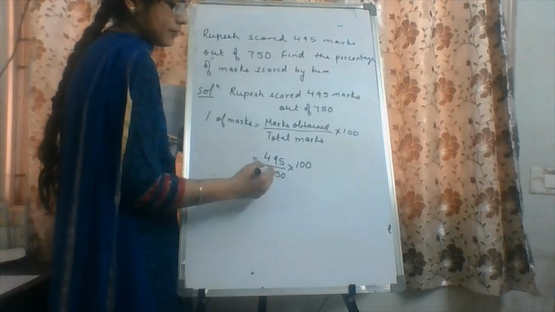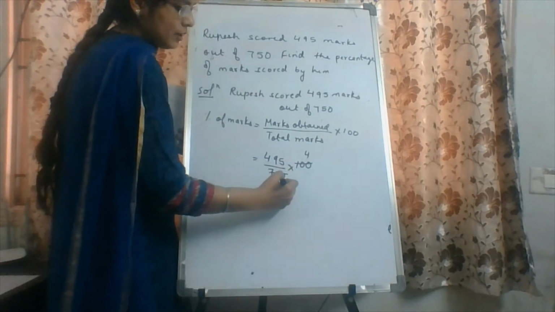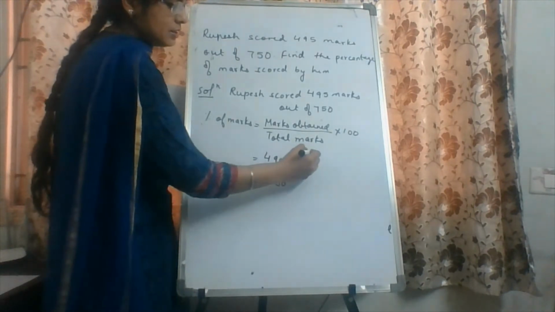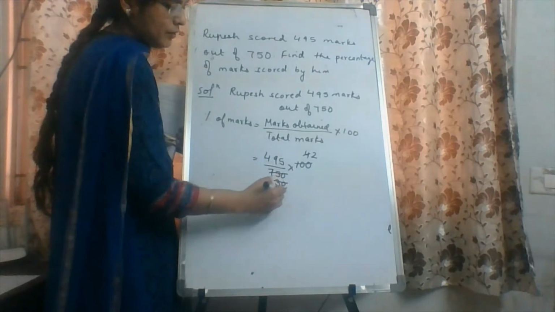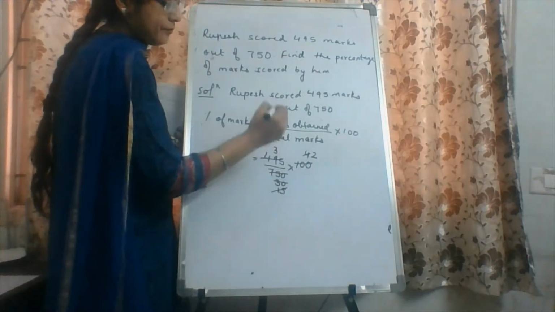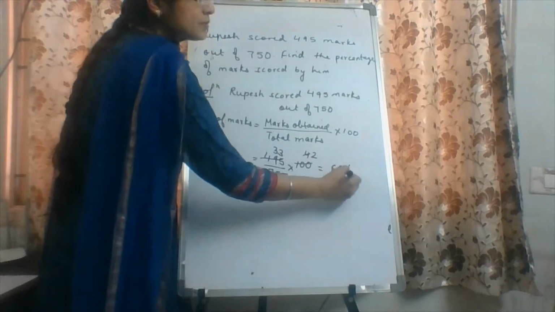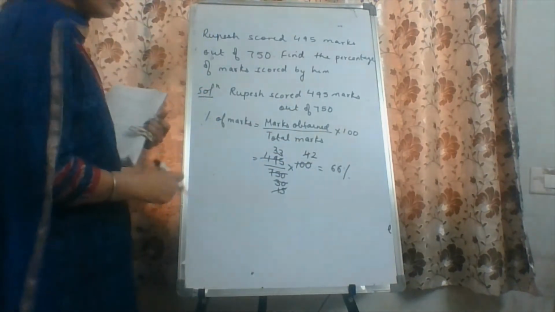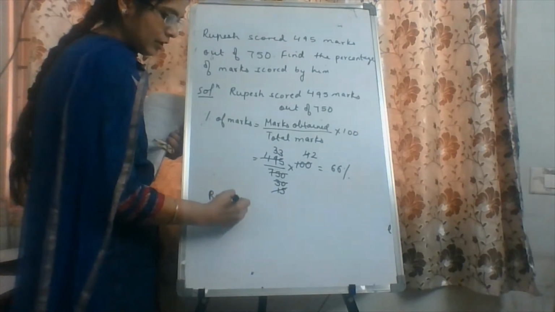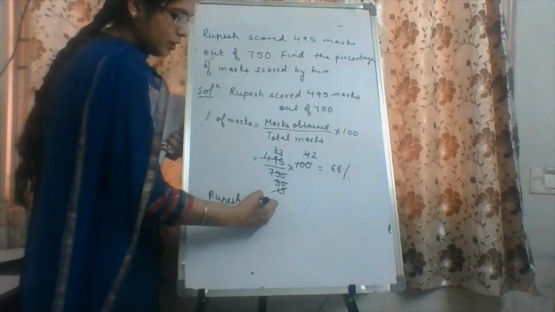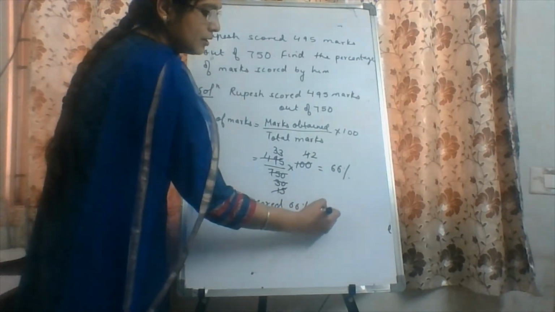Let us solve this. Let us simplify. This is equal to 66 2 upon 3% of the marks scored by Rupesh. Rupesh scored 66 2 upon 3% marks.